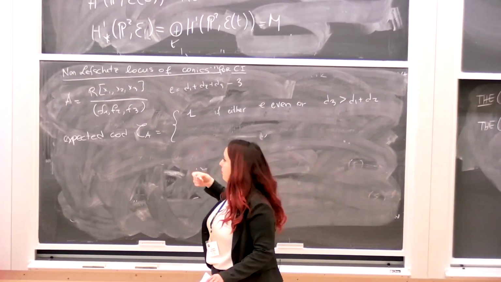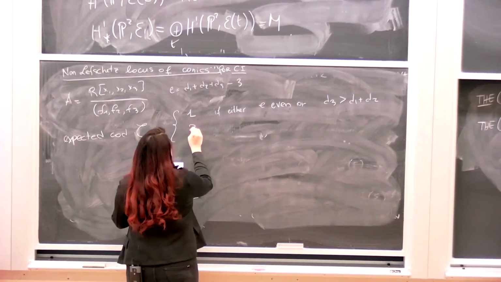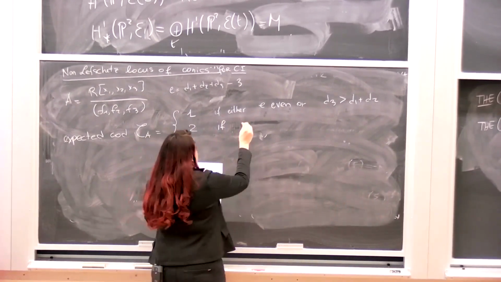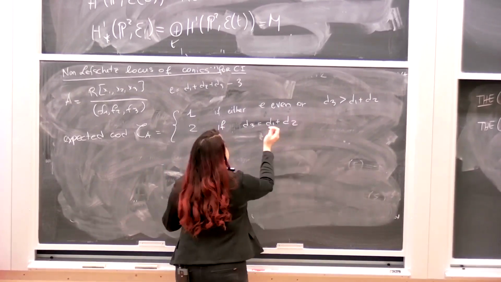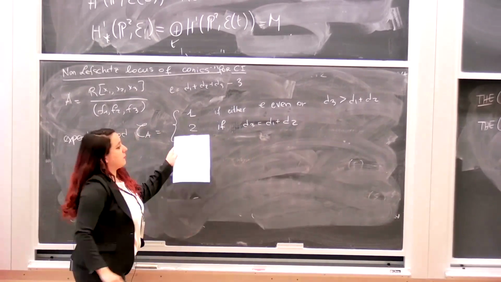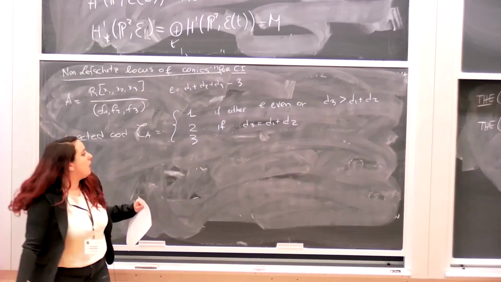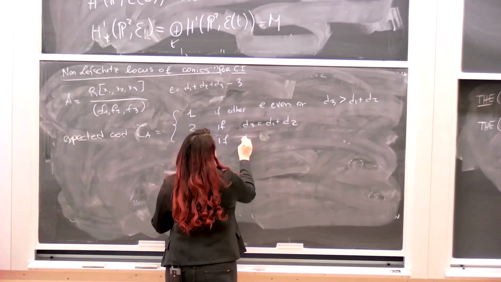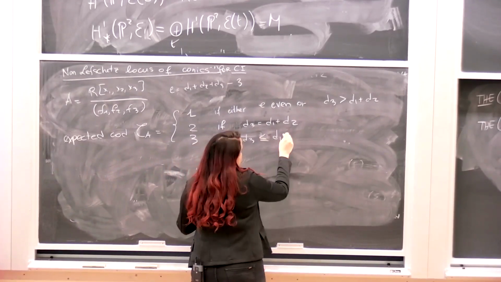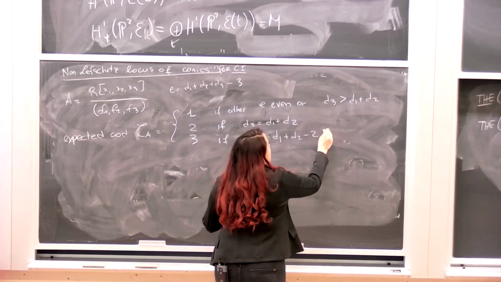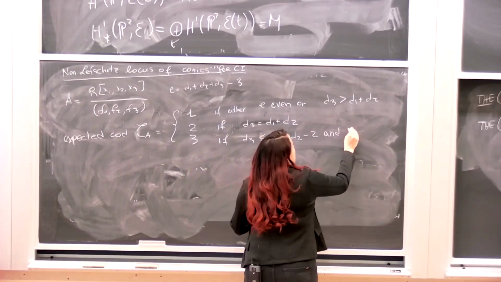So actually, the codimension is 2 if d3 is equal to d1 plus d2. And this corresponds to the case where it's semi-stable but not stable. And it's 3 if d3 is less than or equal to d1 plus d2 minus 2, and the Chern degree is odd.